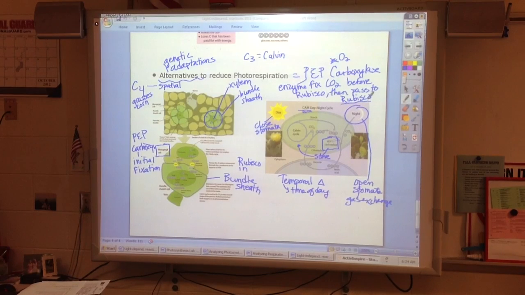And that is the end of photosynthesis. So you really need to go back and review the individual stages, but also the implication of photorespiration.